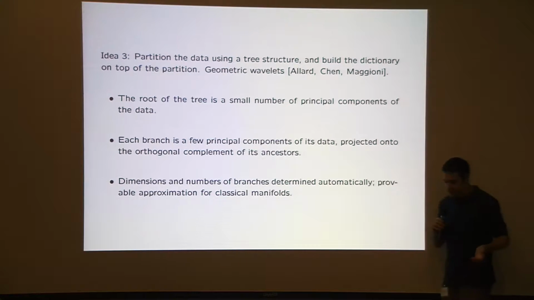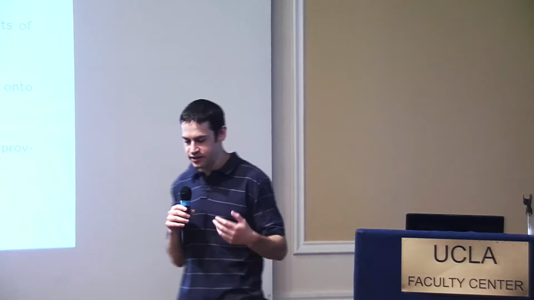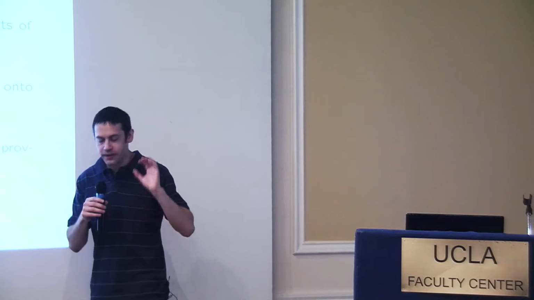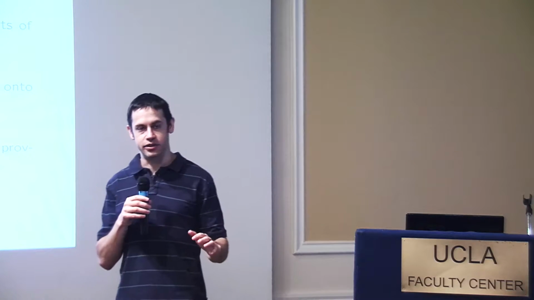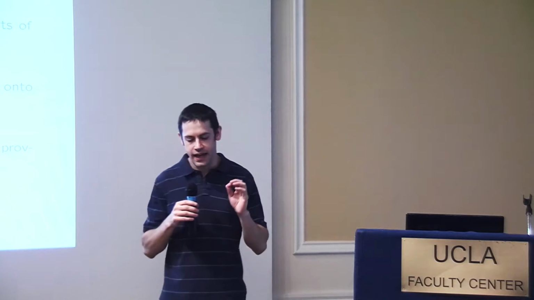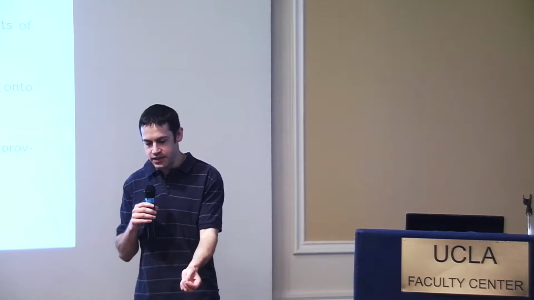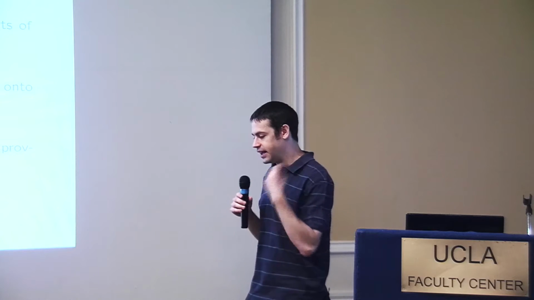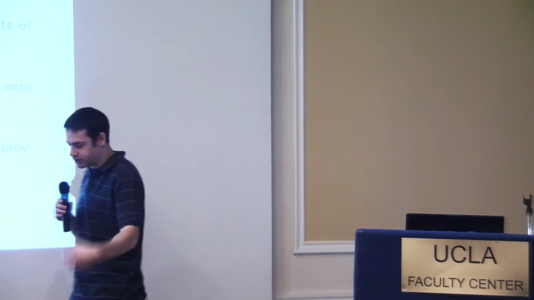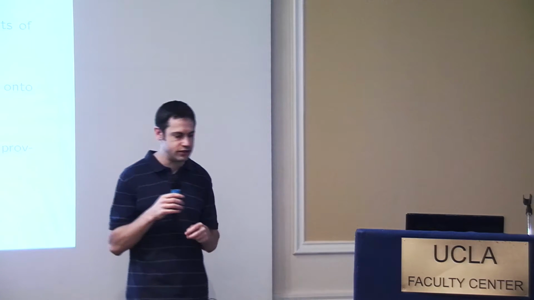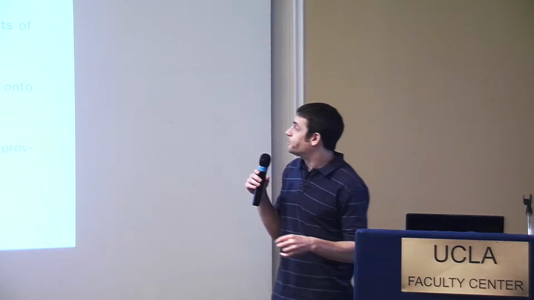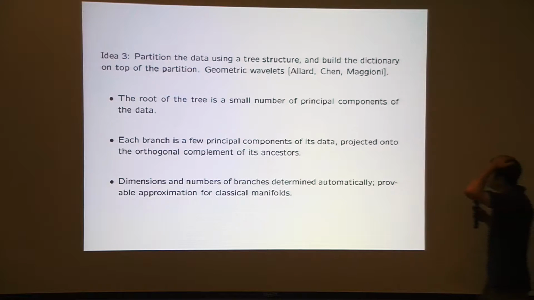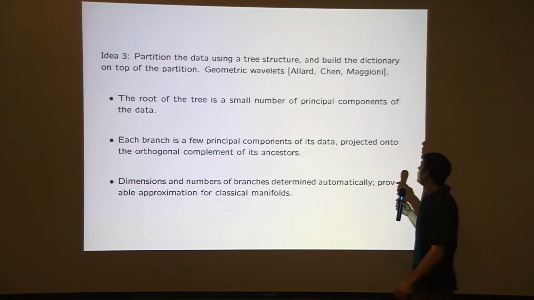So a different take on the tree idea: instead of having a dictionary which is structured by a tree, which you'll still get, we're going to explicitly partition the data into a tree. The idea being that when a new point comes in to code, we can find where it belongs in the data, and then, based on that multi-scale partitioning, decide what the coefficients ought to be. So this is the idea of the geometric wavelet transform of Allard, Chen, and Maggioni.